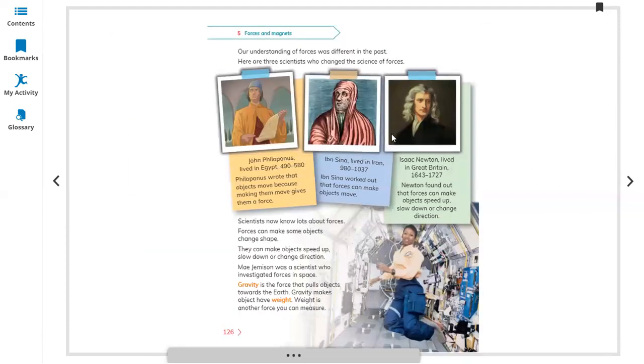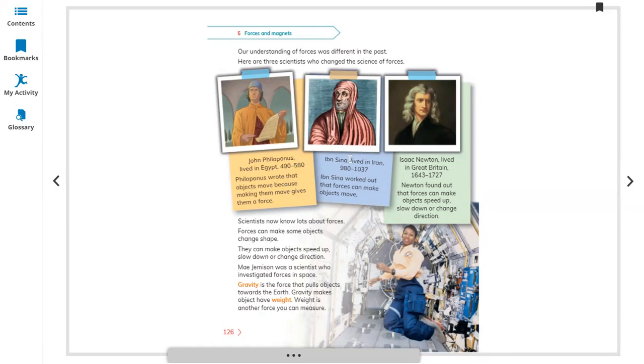There are three scientists: John Philoponus, Ibn Sina, and Isaac Newton. Our understanding of forces was different in the past. Here are the three scientists who changed the science of forces. The first is from Egypt, from the time period 490 to 580. Philoponus wrote that objects move because making them move gives them a force.